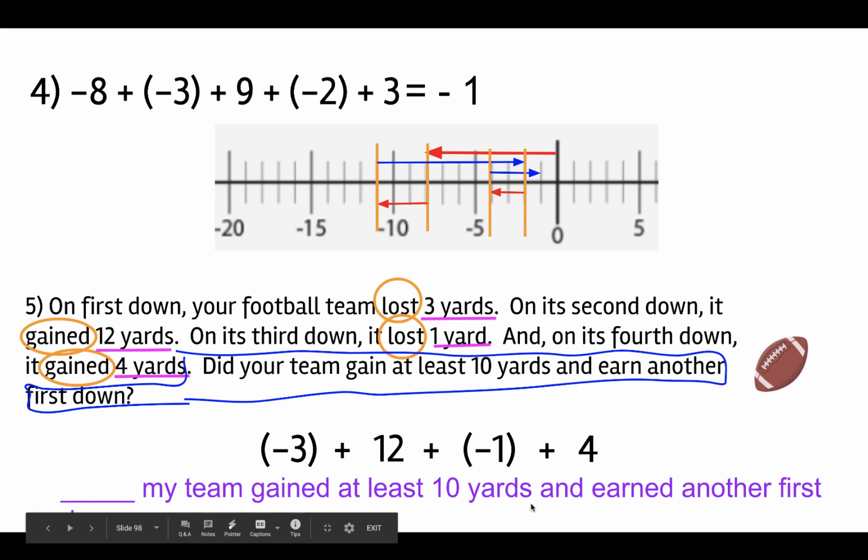So did your team gain at least 10 yards and earn another first down? Yes, they did. They gained 12 yards. So the answer would be yes. My team gained at least 10 yards and earned another first down. Great work today with adding integers.